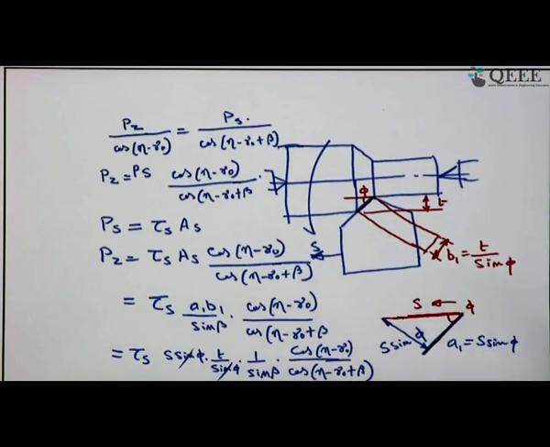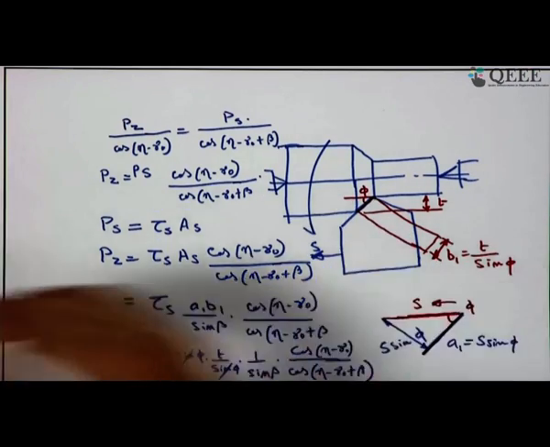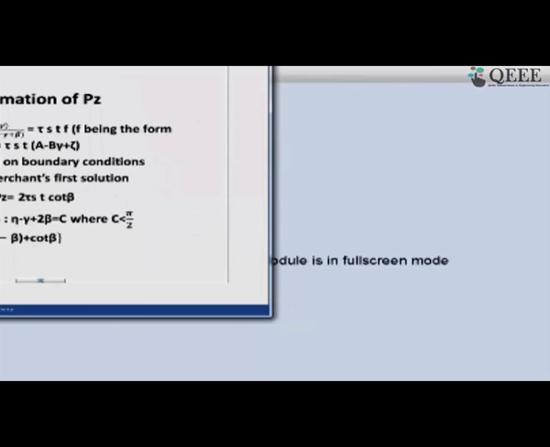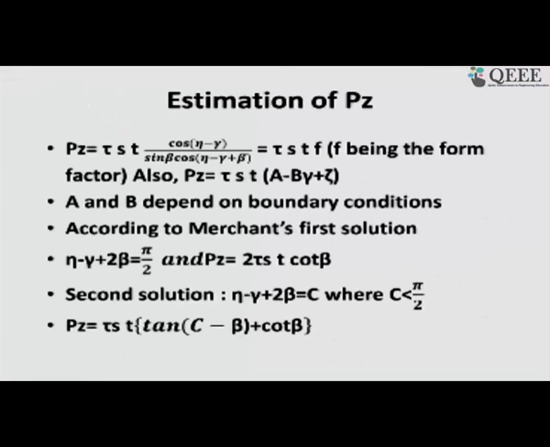So, this is our final expression, and getting back to, we finally arrive here. What I have shown you, you finally have tau s into feed into depth of cut into cos of eta minus gamma O. I have already written those things in the paper, divided by sin beta into cos of eta minus gamma O plus beta, and this is put in the form F. F is a form factor.